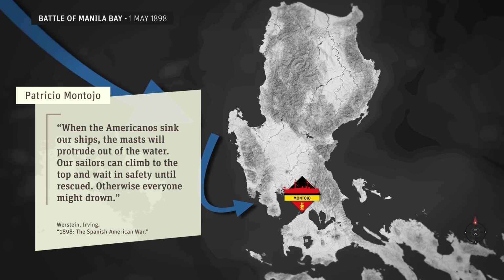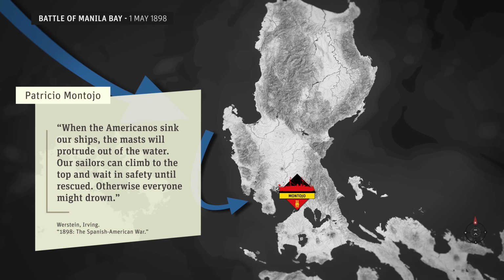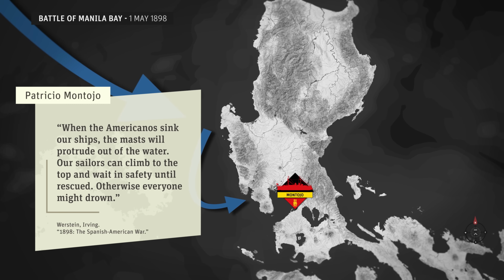"When the Americanos sink our ships, the masts will protrude out of the water. Our sailors can climb to the top and wait in safety until rescued. Otherwise, everyone might drown."